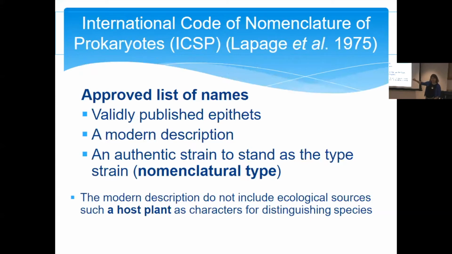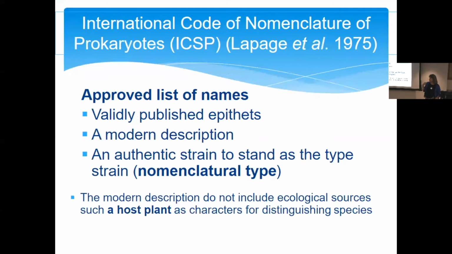It had a modern description, so something that we would all be able to test and distinguish one organism from another. And then there had to be a nomenclatural type strain that was deposited somewhere that we could all get a hold of it and compare our strains to. The problem with this is that, for plant pathologists, it didn't include host range as part of that modern description.